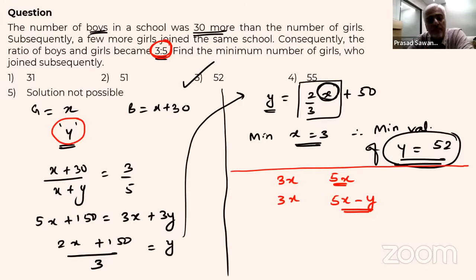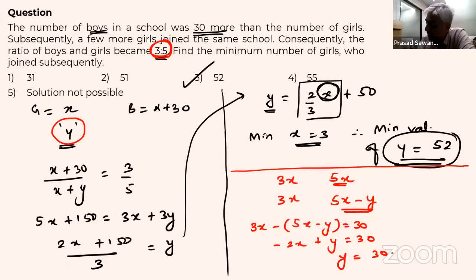I know at that time the difference was 30. Boys were more than the girls by 30. So 3x minus (5x minus y) was 30. So what will I get? I'll get negative 2x plus y is equal to 30. So y is 30 plus 2x.